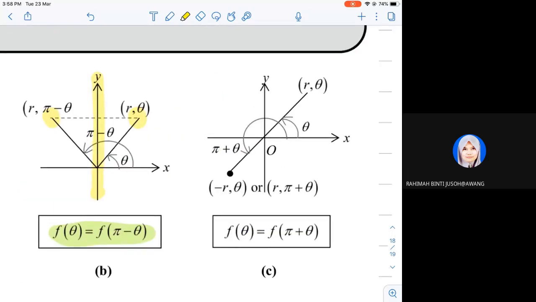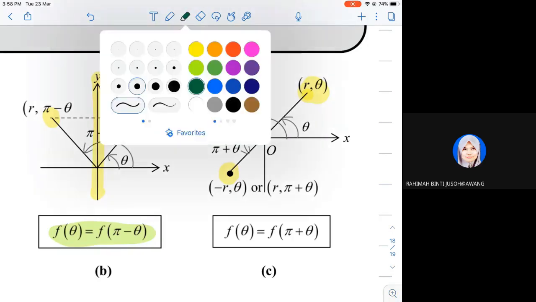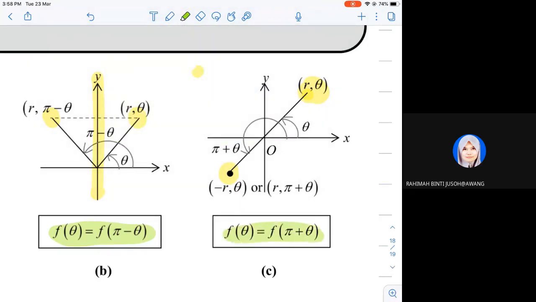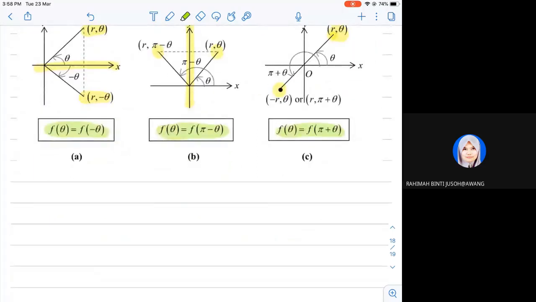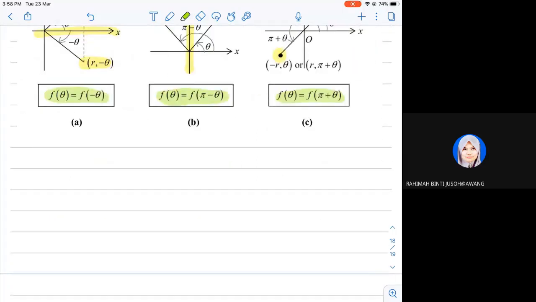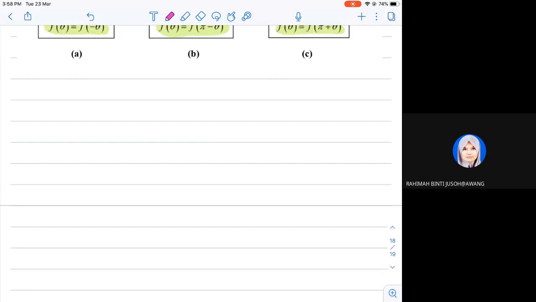And now for the case of symmetric about the pole. About the pole, titik yang atas ni you reflect kat bawah ni. And the formula involved in this symmetric test adalah F theta equals to F pi plus theta. So I give you the example for the 3 cases. Alright, so example 1. Dia soalan proving tau.